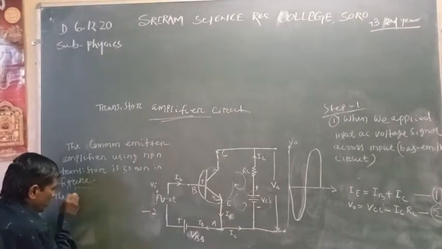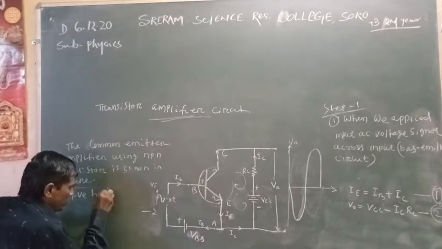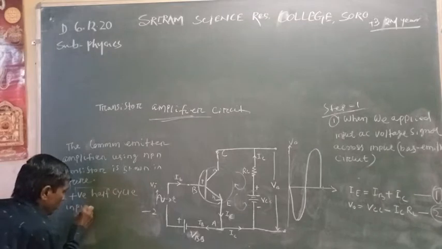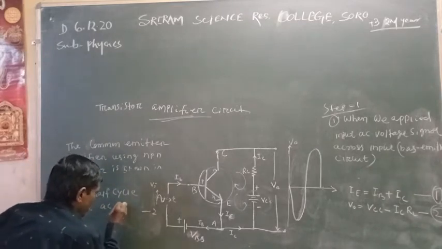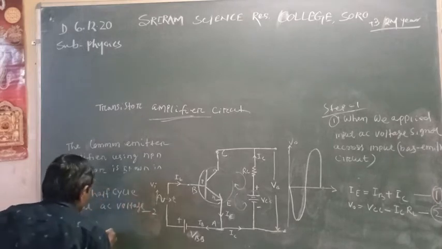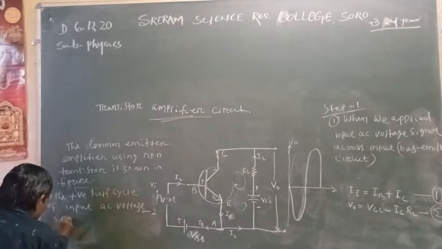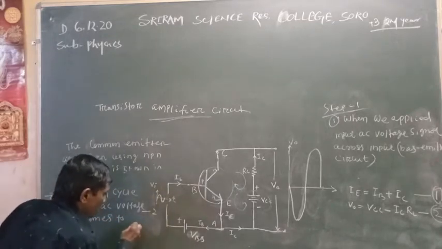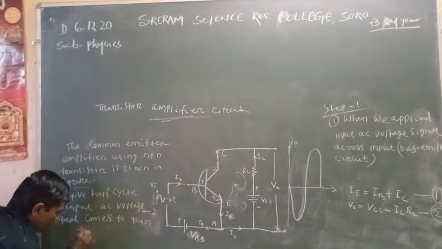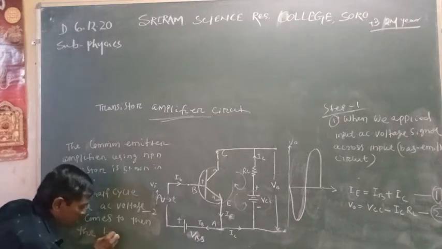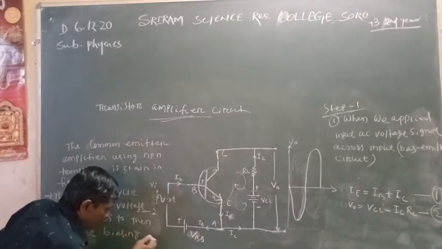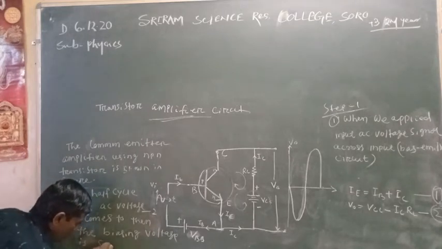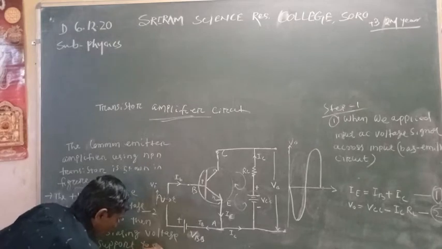Now we write, when the positive half cycle of input AC voltage signal comes, then the biasing voltage is supported to each other.